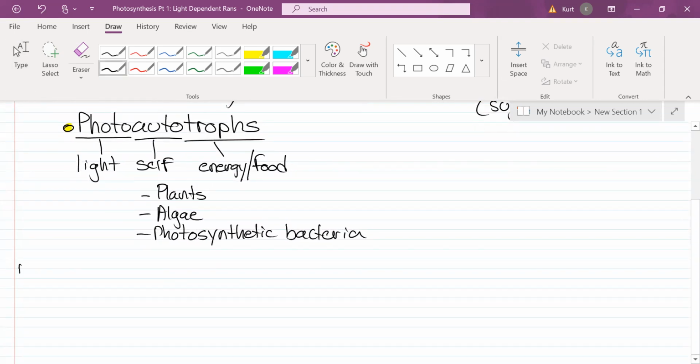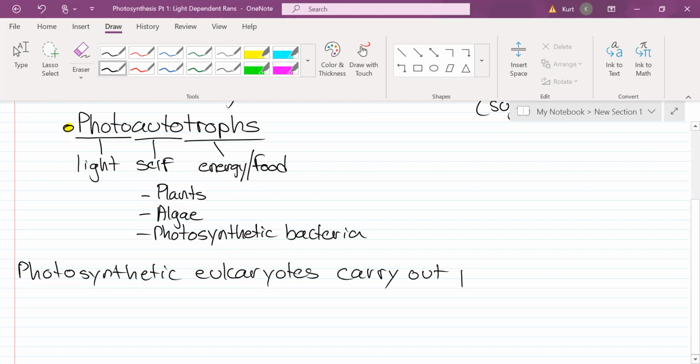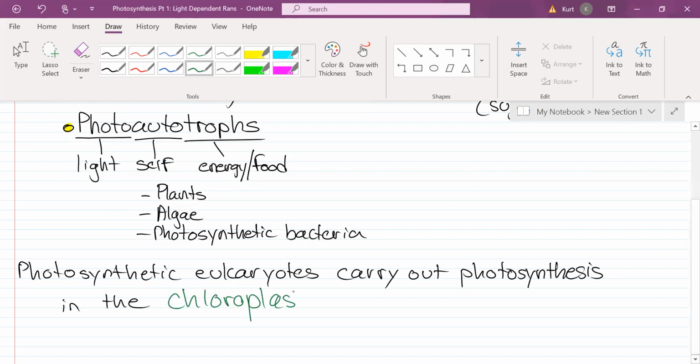Now, photosynthetic eukaryotes carry out photosynthesis in what organelle? That's right. Does every eukaryotic organism have a mitochondria? Yes or no? Yes. Does every eukaryotic organism have a chloroplast? No. So which one came first?